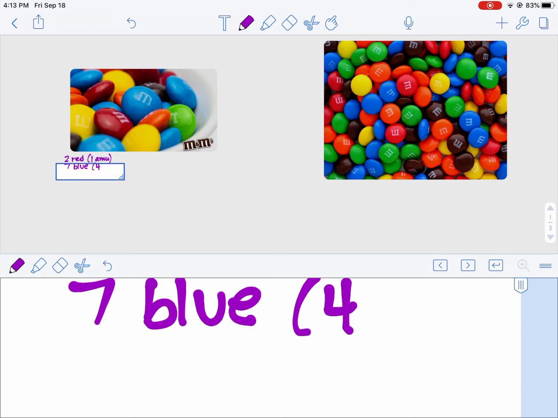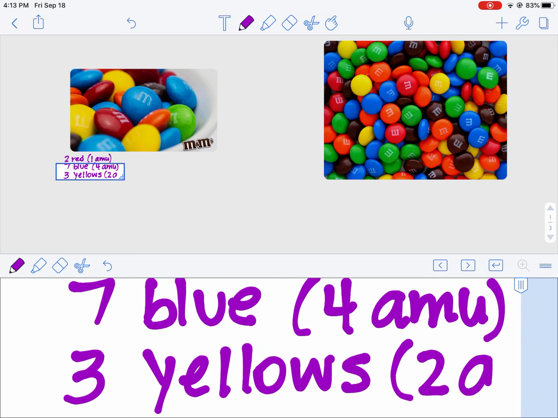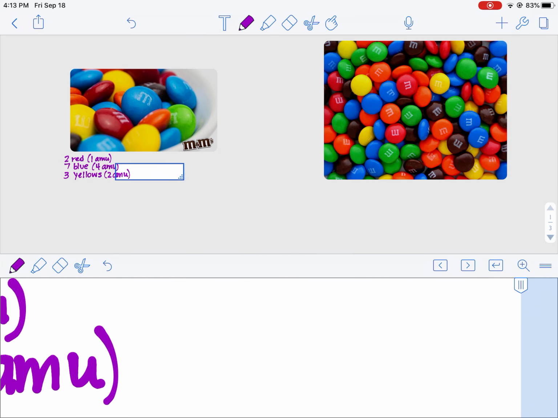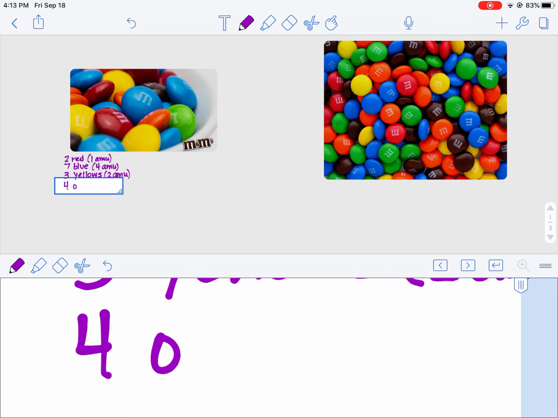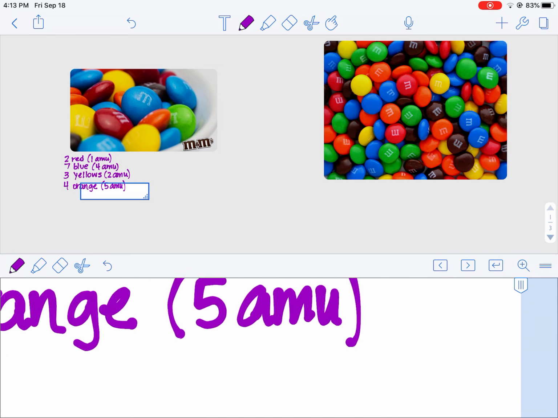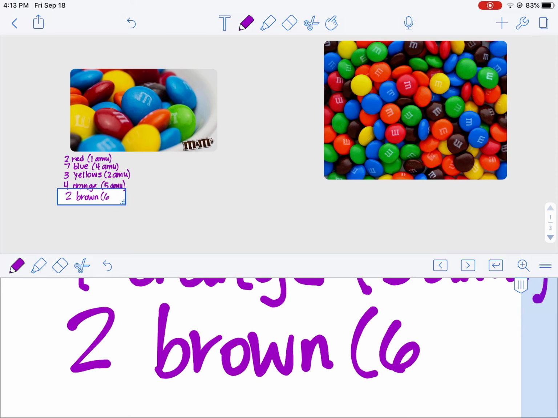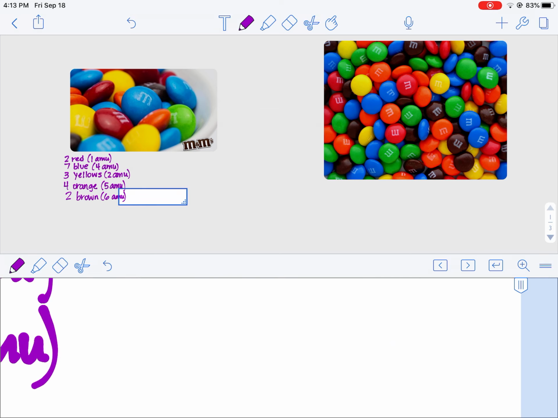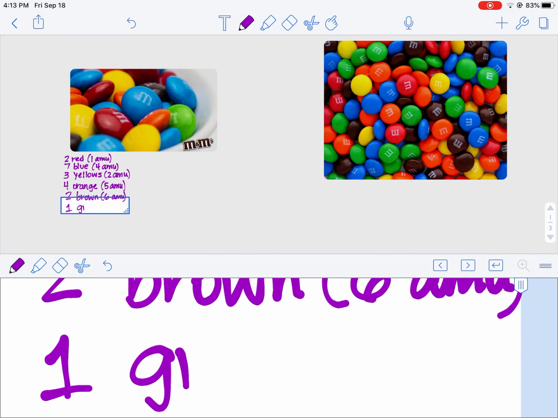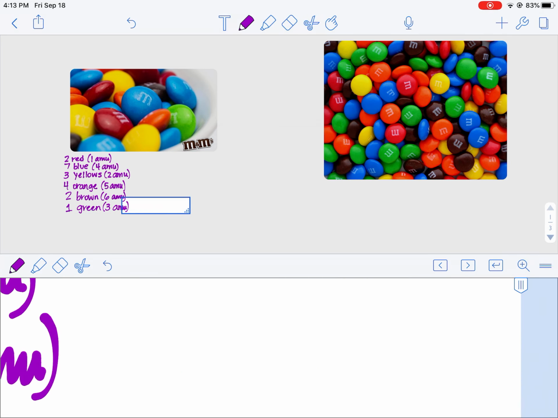The blues weigh 4 AMUs. I count 3 yellows. Each of them weigh 2 AMU. I count 4 orange candies, or atoms, and the orange candies weighed 5 AMU. I can see 2 brown candies, or atoms. They weigh 6 AMU. And I can see 1 green. They weigh 3 AMUs each.